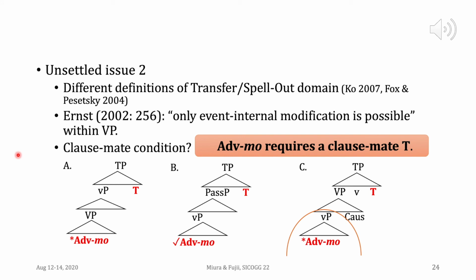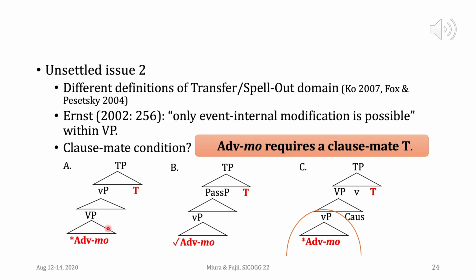The second ancillary issue has to do with the definition of the domain where local T or C is required. First, there are different definitions of transfer domain or spell-out domain in the literature. The present proposal might not work with those definitions. In addition, we might want to say the relevant local domain for ADV mo is the traditional close-mate condition. As we saw earlier, Ernst 2002 proposes that clausal adverbs cannot precede manner adverbs for semantic reasons. He also proposes that inside VP, only event-internal modification is possible. That means clausal adverbs cannot occur inside a large vP for semantic reasons.